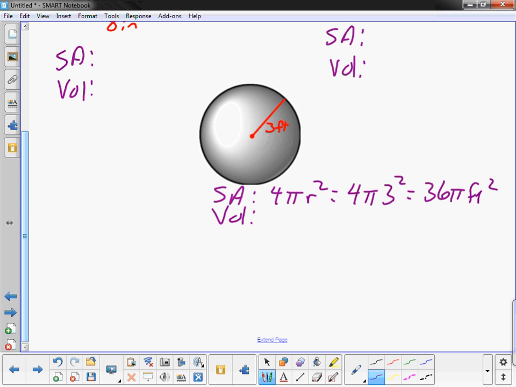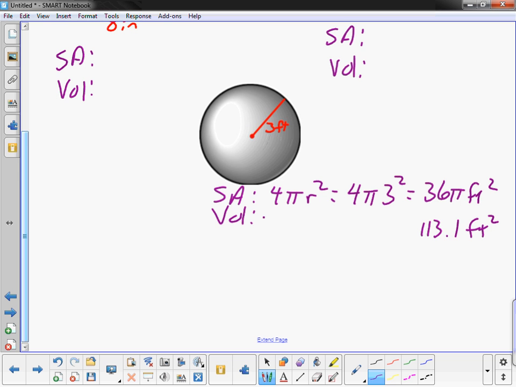But if we talk to a carpenter or somebody, they're going to want something that's a little less exact, something that they would actually be able to look at. So if I take 36 times pi, I get 113.1 square feet. That would be something a carpenter would want to see.